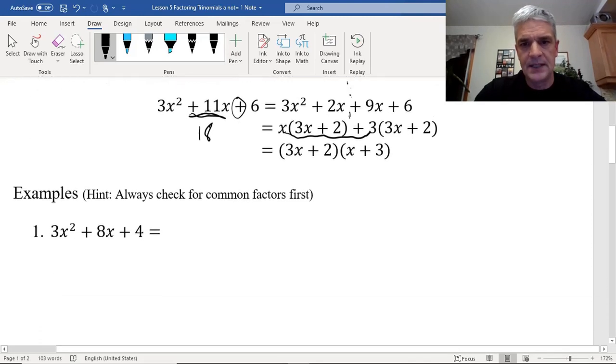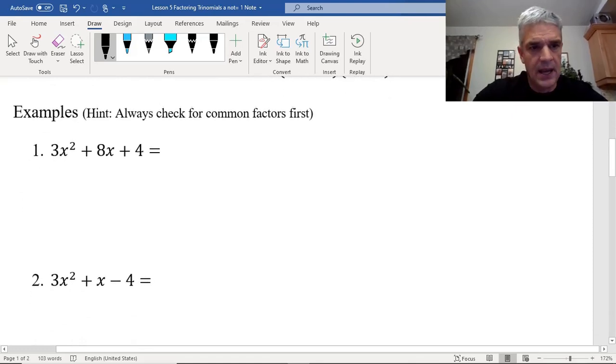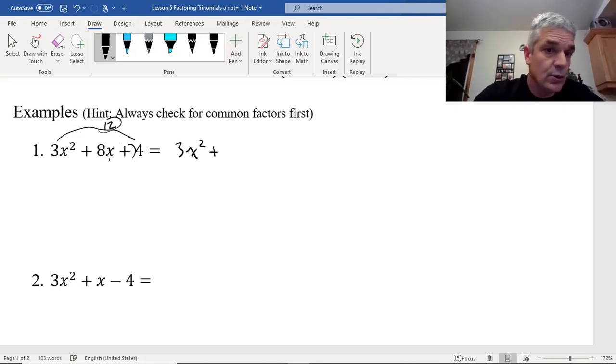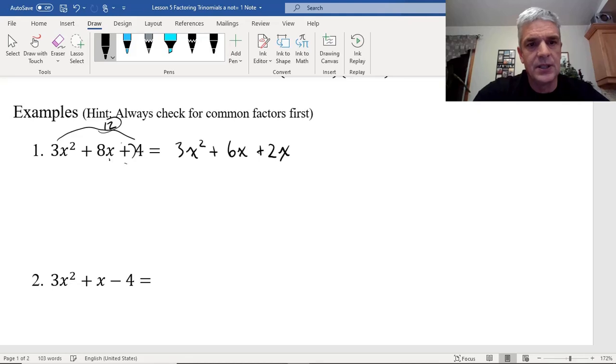So let's do a couple of examples here, and you'll see that it works pretty well. And I'll write my thinking down as I go, but this isn't necessarily what you have to do. But I would typically go like this: 3 times 4 is 12. And so then I'm looking for factors of 12 that add to 8, and that's 6 and 2. And so then I go 3x squared plus, and I can say 6x or 2x, it really doesn't matter. I'm going to choose 6x this time, plus 2x. So I split the 8x apart into 6x plus 2x, and then plus 4.